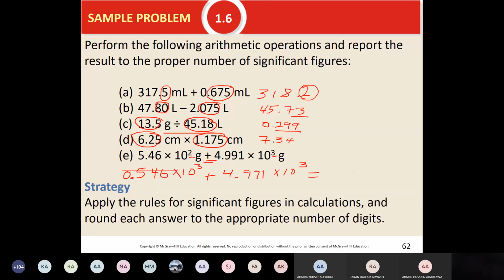And what will be the answer in this case? 5.537 times 10 to the power 3, because everything is 10 to the power 3. And now, is this the correct answer? Now you look at how many significant figures you have after the decimal in this case? 3. And here? 3. The answer should be also 3, and it is correct. Is this clear?